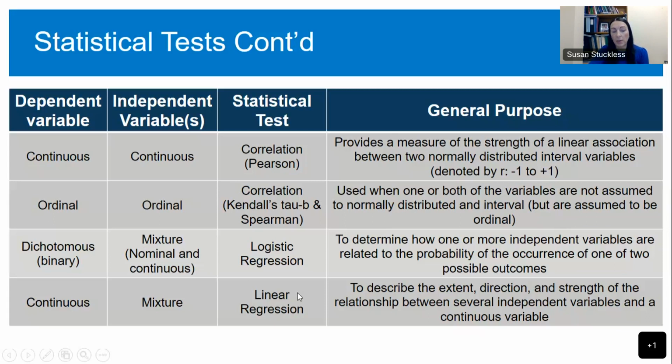Linear regression is another way, but in this situation, your dependent variable is continuous. So maybe you're looking at whether there are indicators of age at diagnosis for a cancer, say, or something like that.